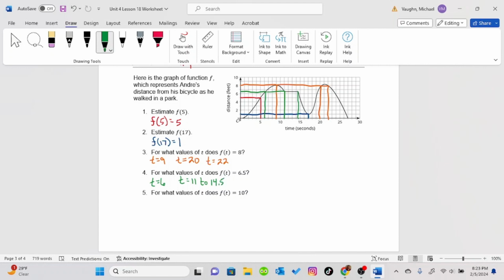If we keep going, it looks like this happens again when t equals 19.5. And if we keep going, it looks like it happens again at about t equals 23.5.